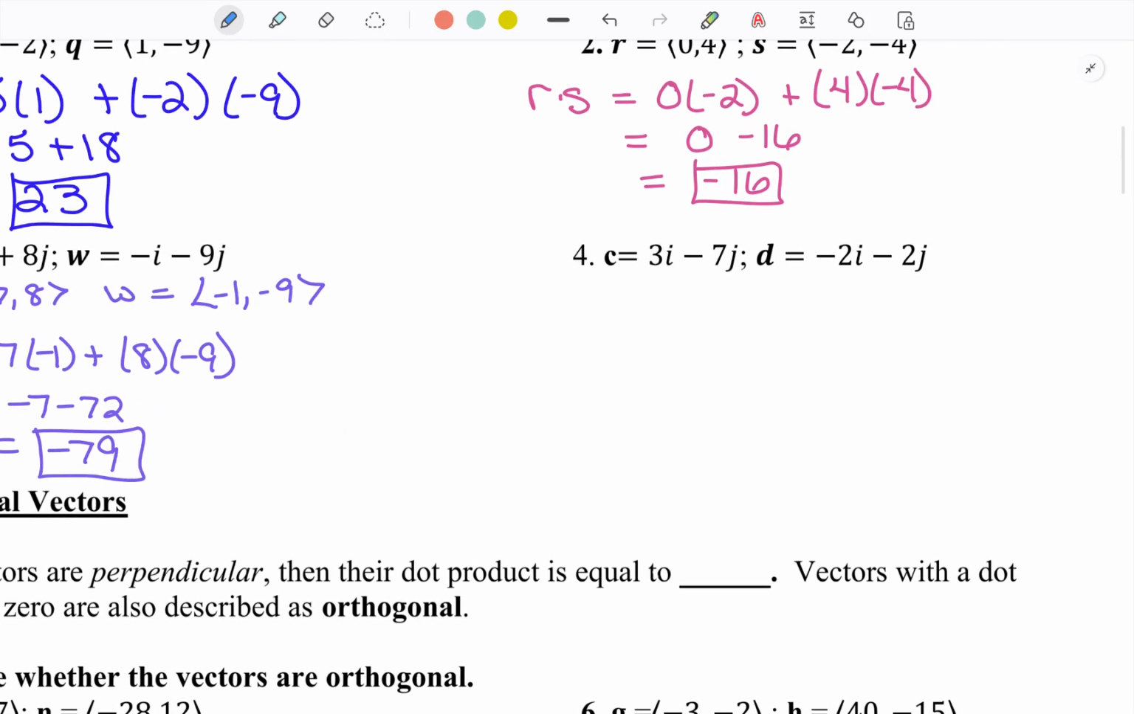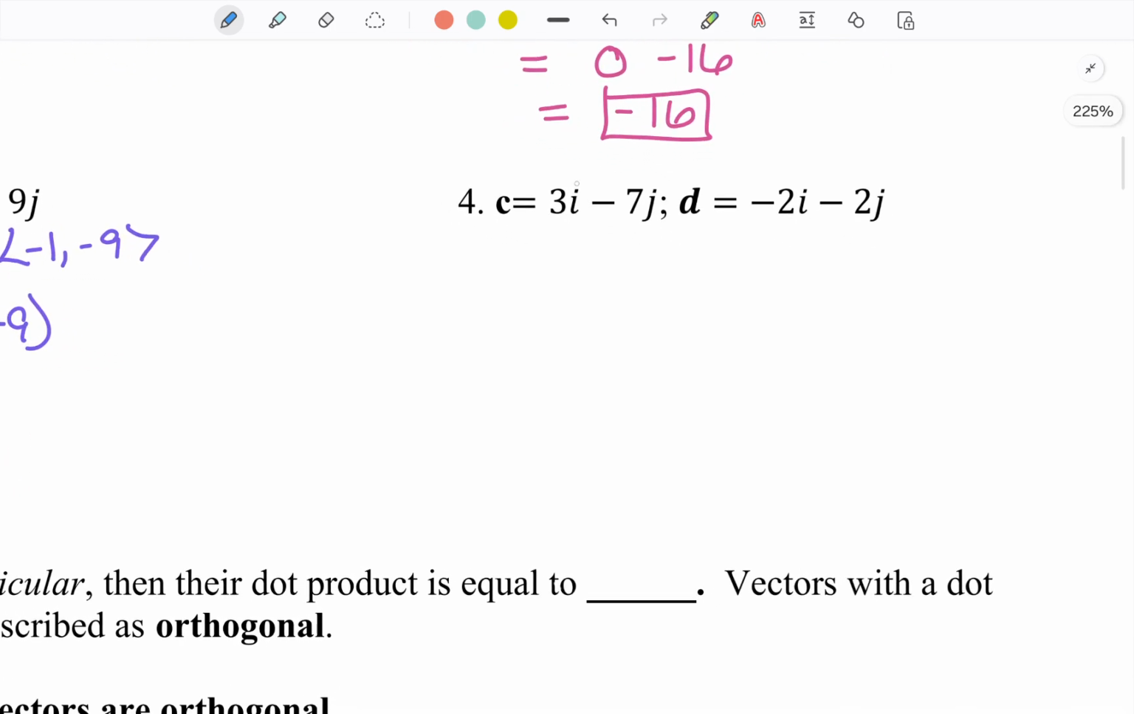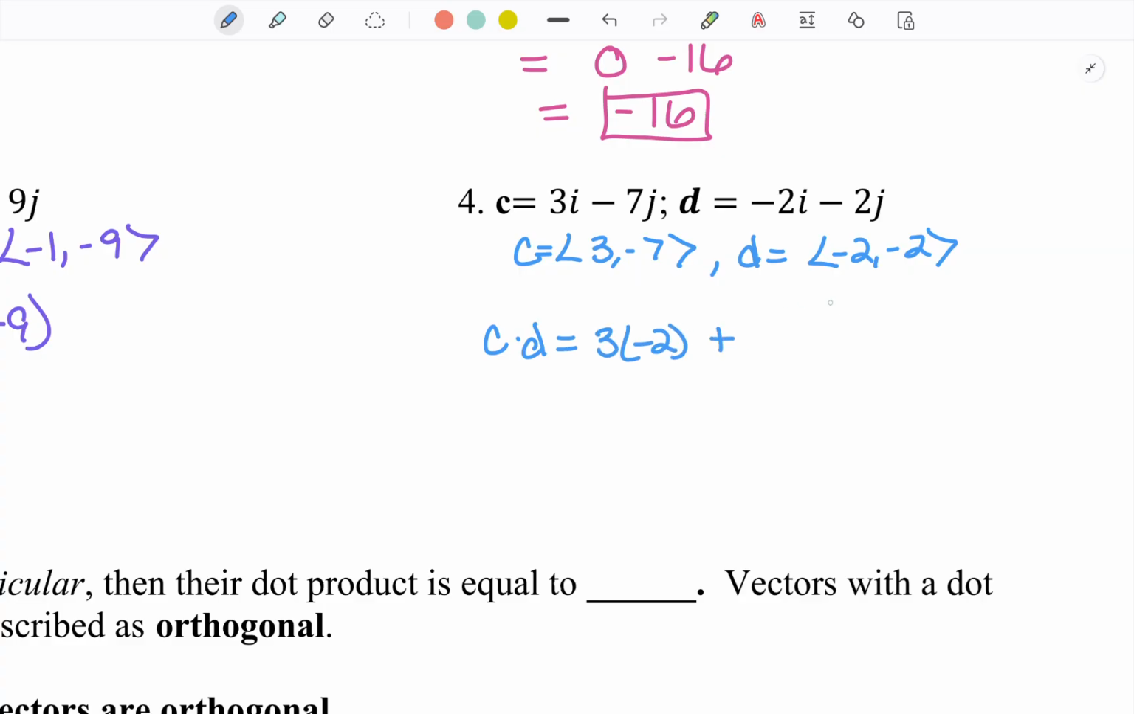And then for number 4, we also have these as a linear combination. So really quick, let's change it to component form. So we have c as 3, negative 7. And then d is negative 2, negative 2. So c times d is 3 times negative 2 plus negative 7 times negative 2. So we have negative 6 plus 14, which equals 8.